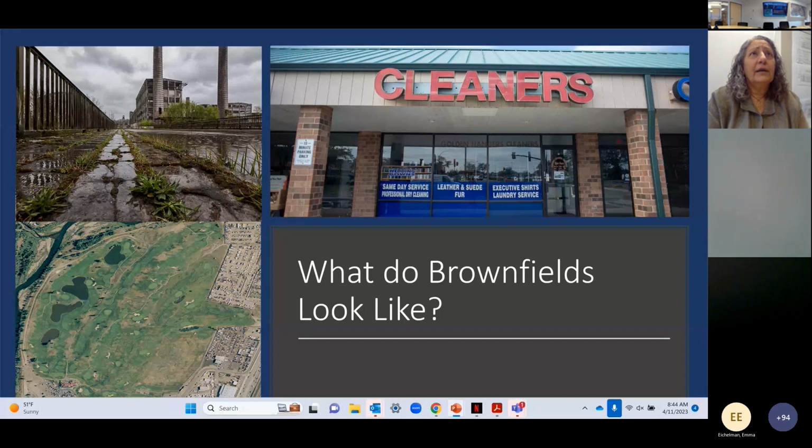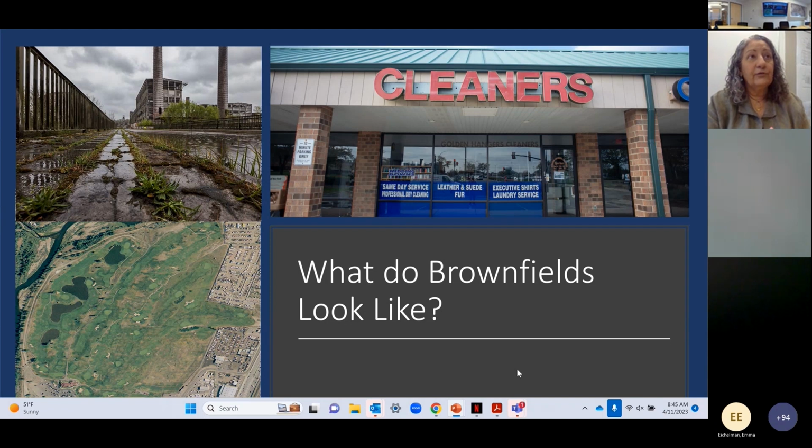So what do brownfields look like? It can be anything from your classic manufacturing site, abandoned smokestacks, industrial equipment, to a neighborhood dry cleaner, to open space. The lower left-hand picture on your screen is also a brownfield site. It's a landfill.